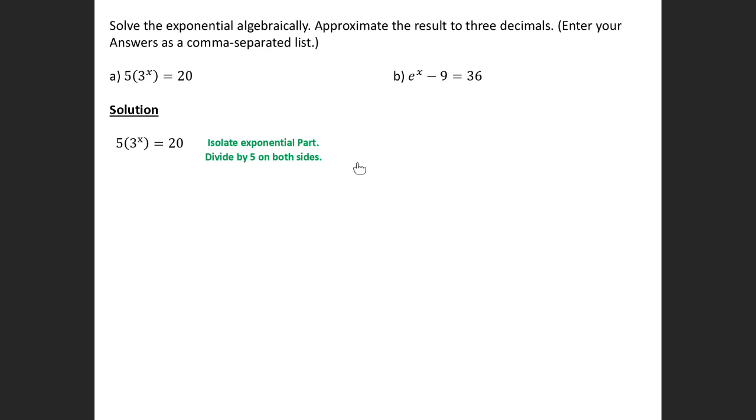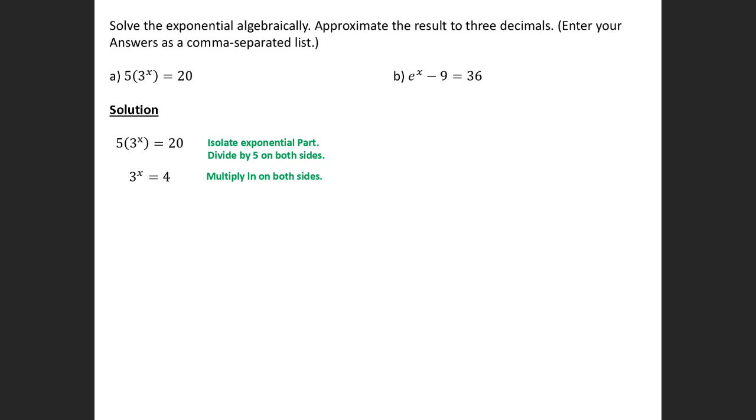So 5 divided by 5 is going to give me a 1, right? So here, divide by 5. So the 5's become 1. And 20 divided by 5 is 4. Okay, so we get 3 to the x is equal to 4. And now we are left with 3 to the x equal to 4.